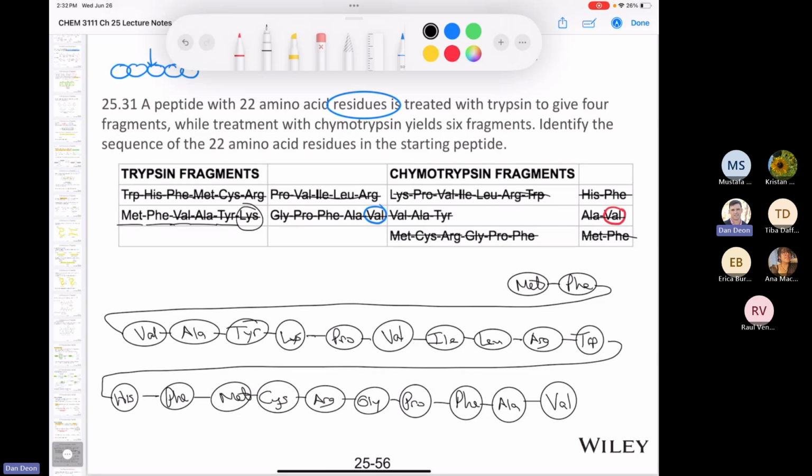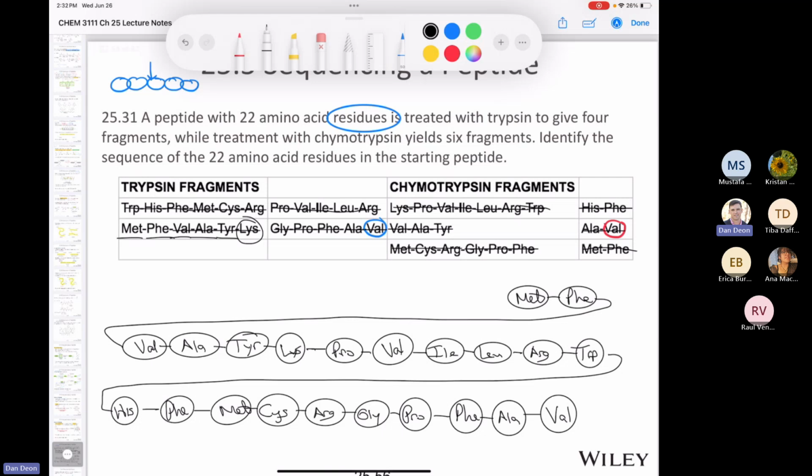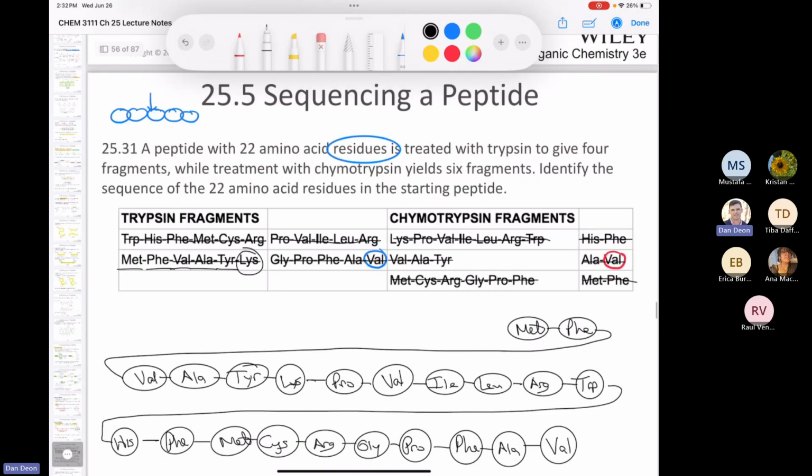Not mega complicated or anything. It's more about keeping track of them, okay? And sometimes if you're doing these and it's got more amino acids, you might lose track. So you've got to make sure to cross them off as you go along. All right, so that covers sequencing of a peptide.